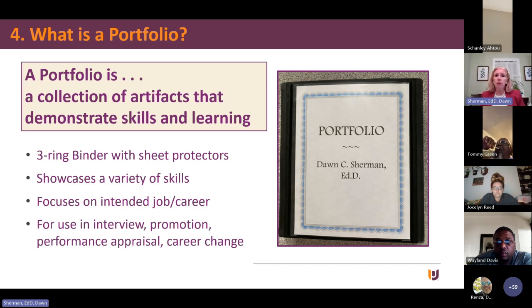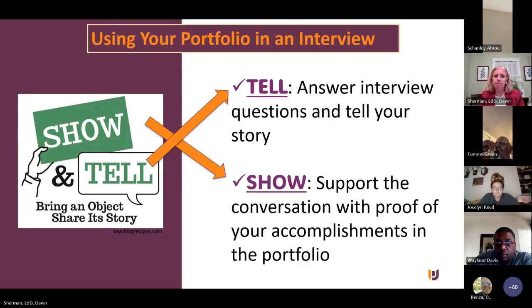Or if you want to change careers, it's a wonderful way to demonstrate those transferable skills. So maybe you've always been in accounting and you want to move to the marketing field. How have you used those transferable skills in this new field, and how can you demonstrate them in your portfolio?